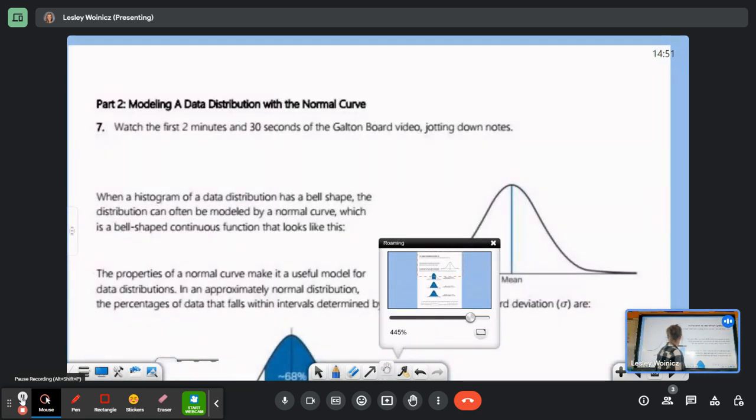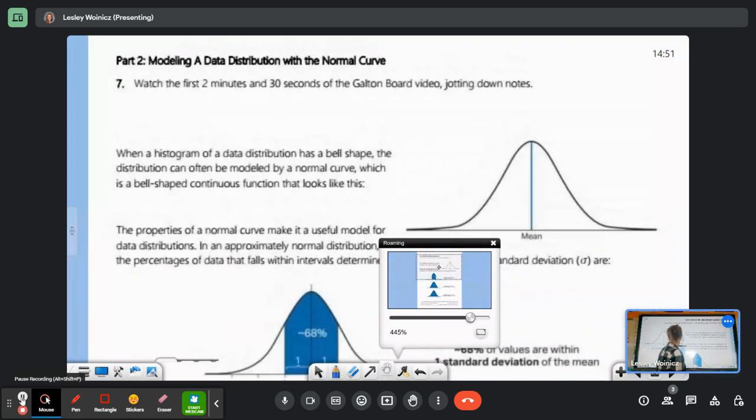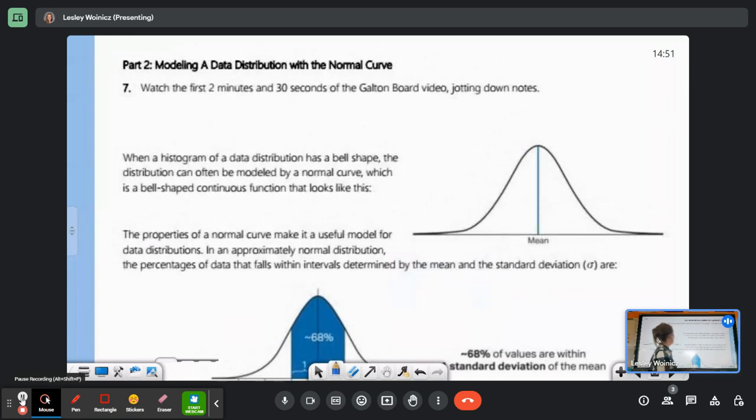All right, we are going to look at part 2, which is modeling a data distribution with the normal curve. We already watched, oops, I guess we were not supposed to do that at the very beginning, but we already did this. We watched the first 2 minutes and 30 seconds of the Galton board video. Do we need to see it again? Okay, we got it? Okay, cool.